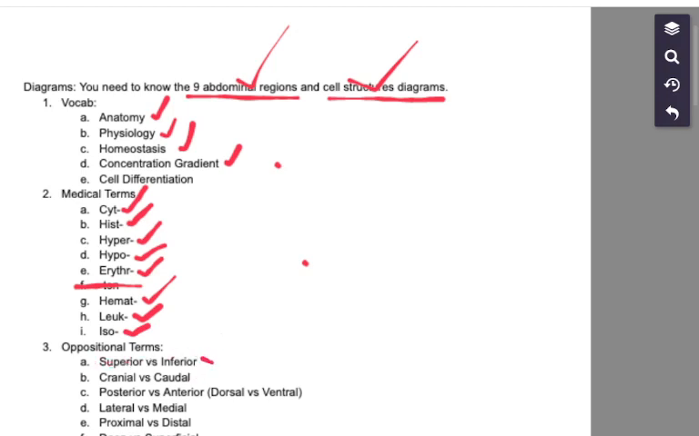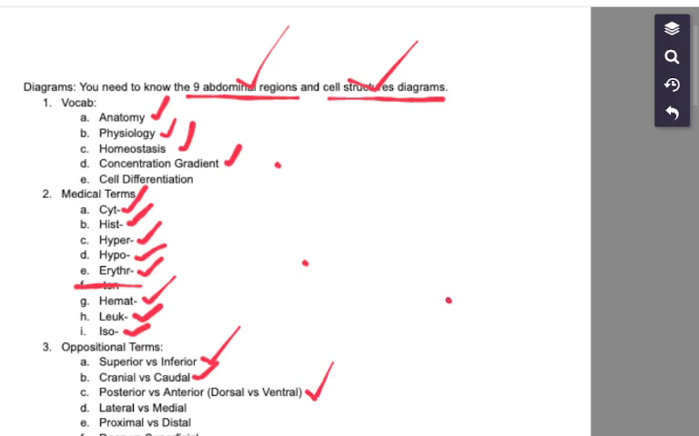Cranial means towards the head. Caudal means towards the tail. Posterior is the same as dorsal, and it means on the back side of an anatomically correct position. Ventral or anterior means front, and it is the front of the body in our anatomically correct position.